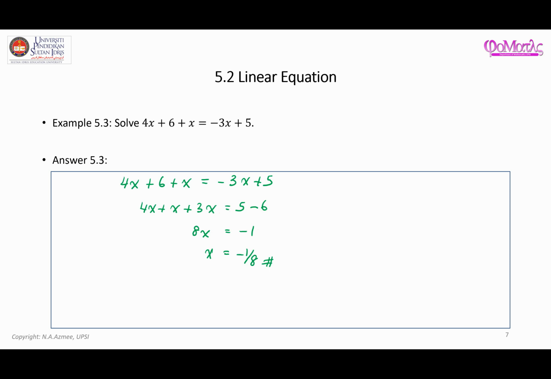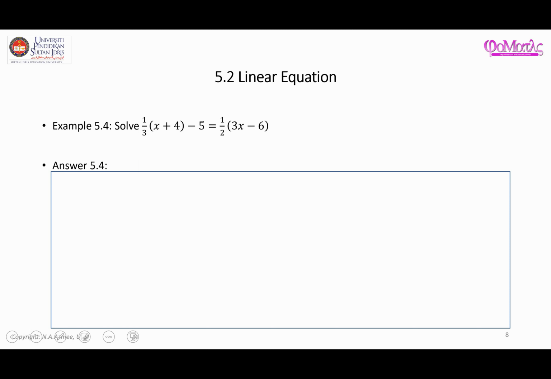Okay, next. Solve 1/3(x + 4) - 5 = 1/2(3x - 6). Here we have parentheses and we need to expand them first, then group all the similar terms together and simplify, and then you should be able to solve for x. So 1/3(x + 4) - 5 is equal to 1/2(3x - 6).